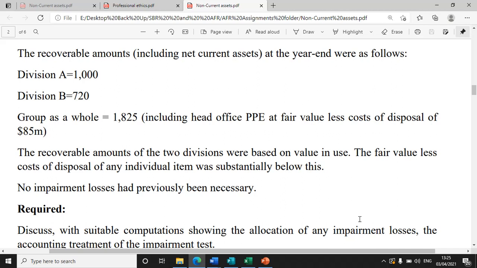It's your turn now, Mr. Accountant, to look through this particular question. Try to see if you can run through this question.